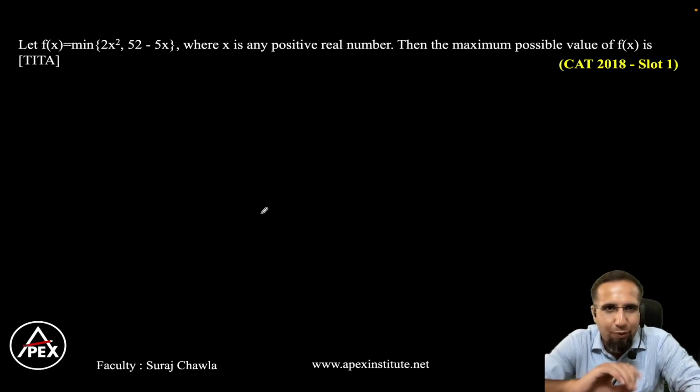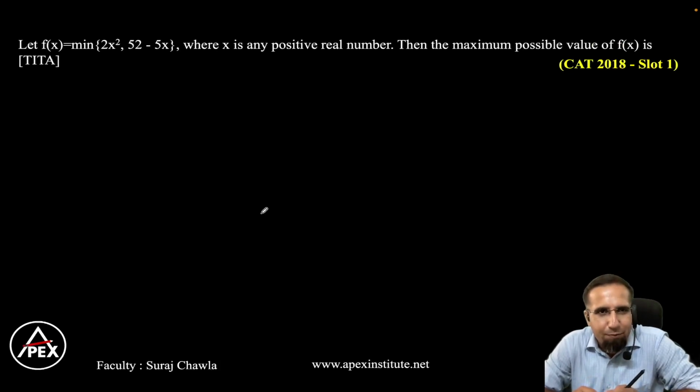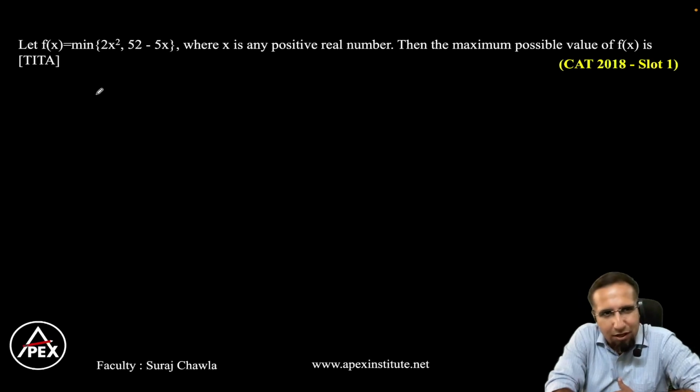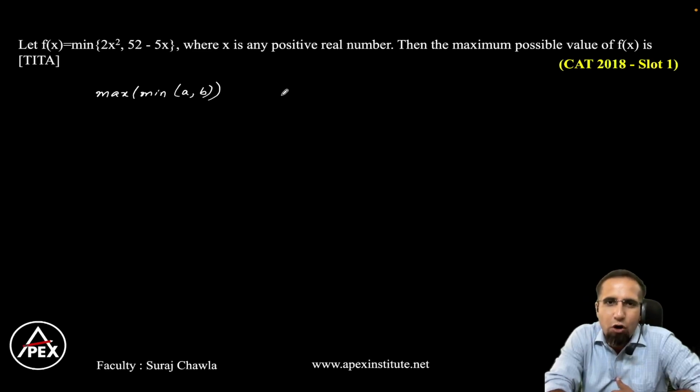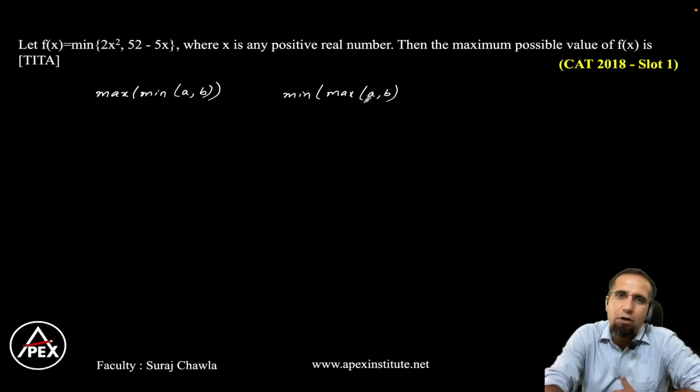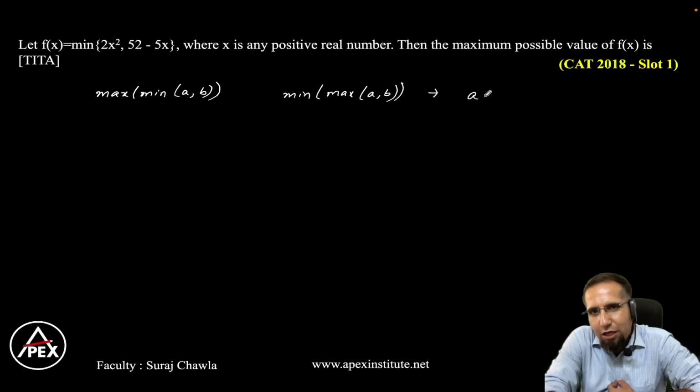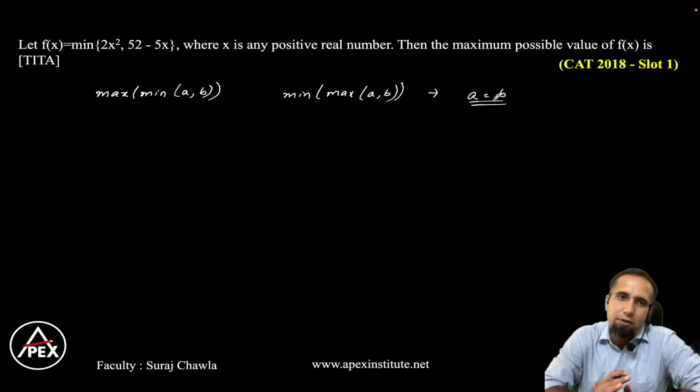Right, now let's look at the next question, guys. Now I am given the minimum value of 2x square comma 52 minus 5x, and I am asked the maximum value. Now whenever we have something like this, max of minimum of a comma b, or whenever we have minimum of maximum of a comma b, remember, this can always be solved in a simplified manner by equating a is equal to b.